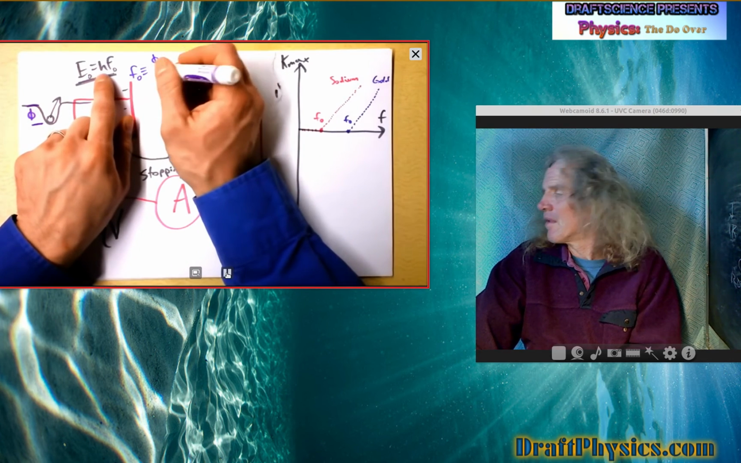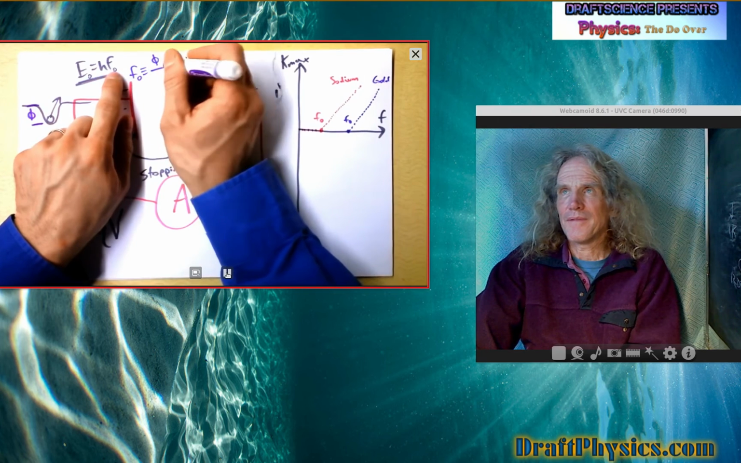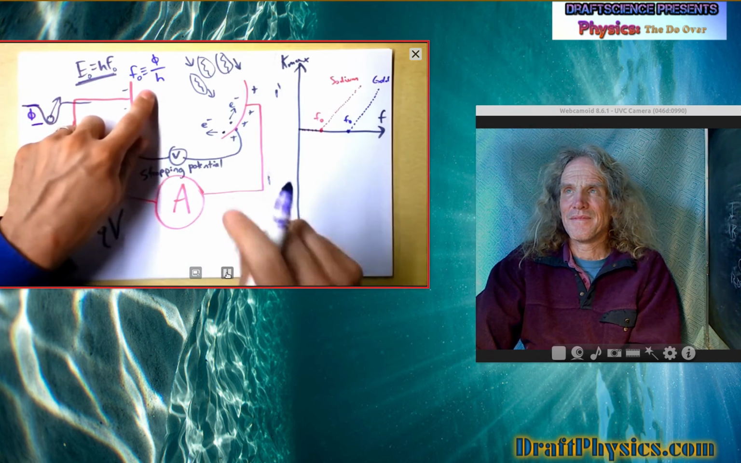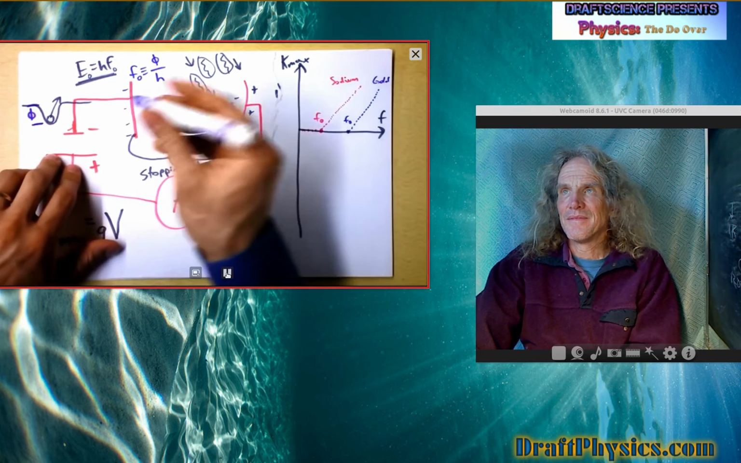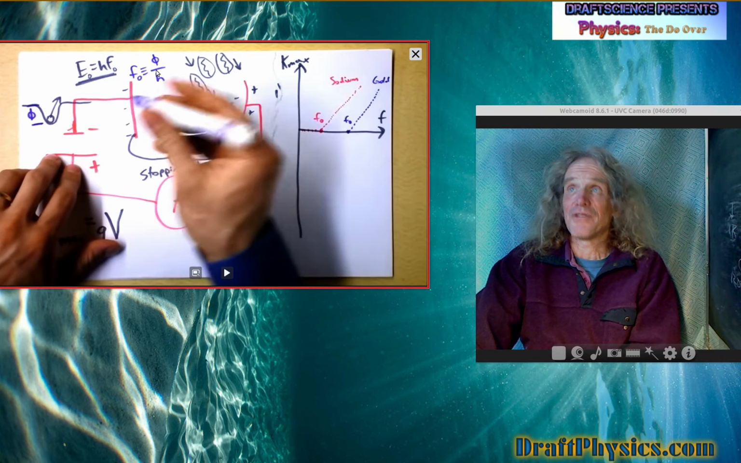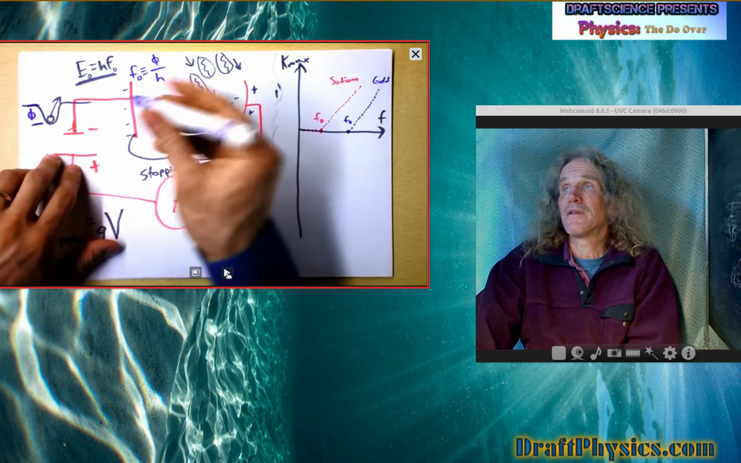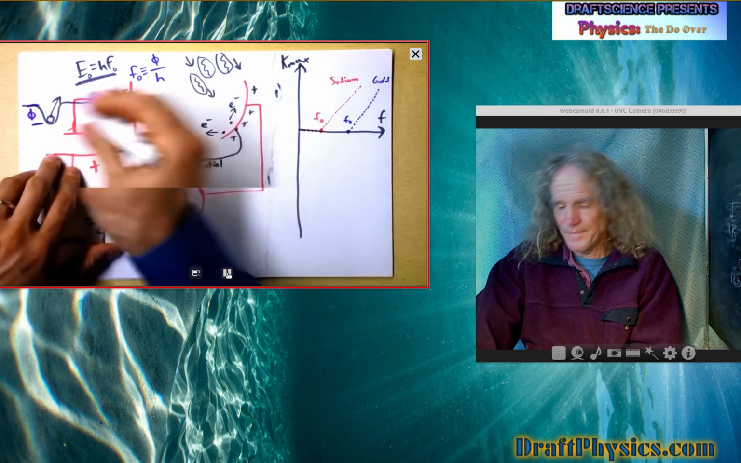Doing algebra on this guy right here, so I'm saying f is phi divided by h. So this defines what's called the work function. So this gets even more messy now, because now they're going to change what a frequency is. When we know what a frequency is, it has a standard measured value, and so why would you mess with the frequency?